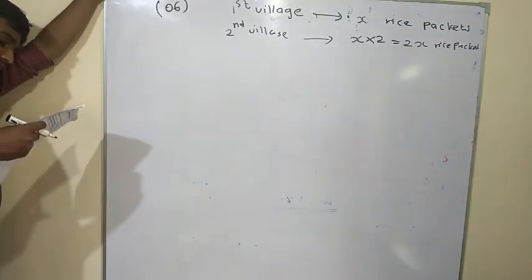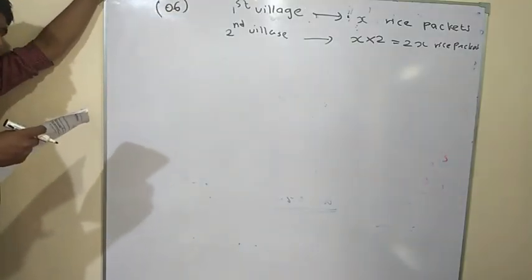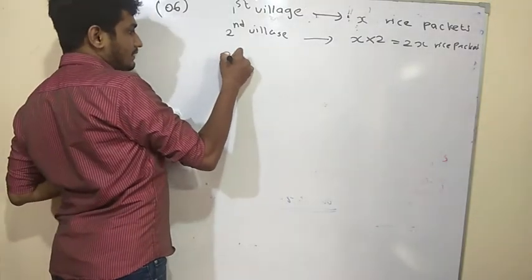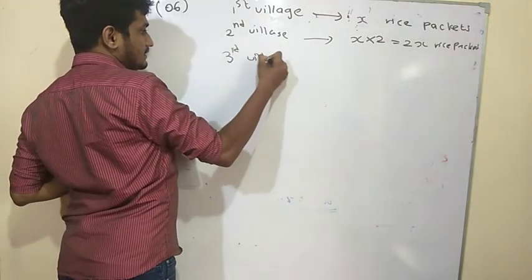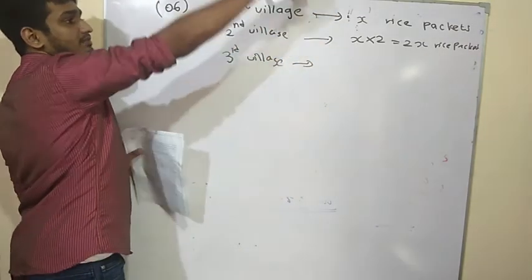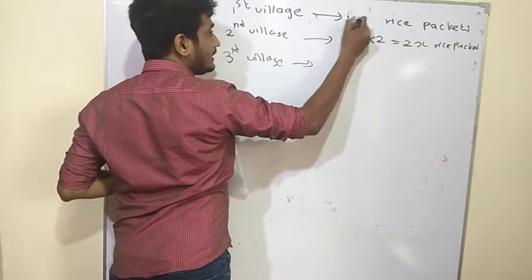Next one. Another village prepared half the number of rice packets made by the first village. There's another village, we'll name it the third village. The third village prepared half the amount made by the first village. The first village prepared X amount.